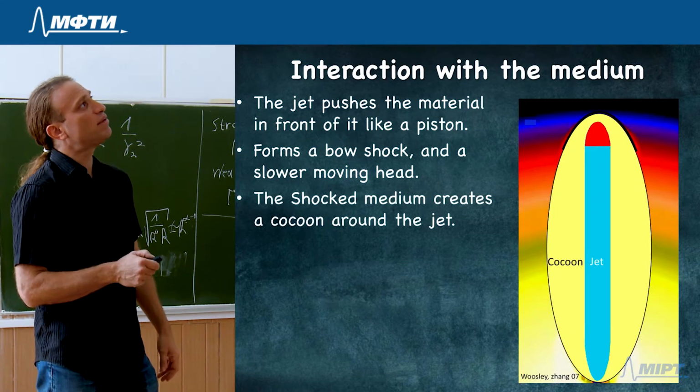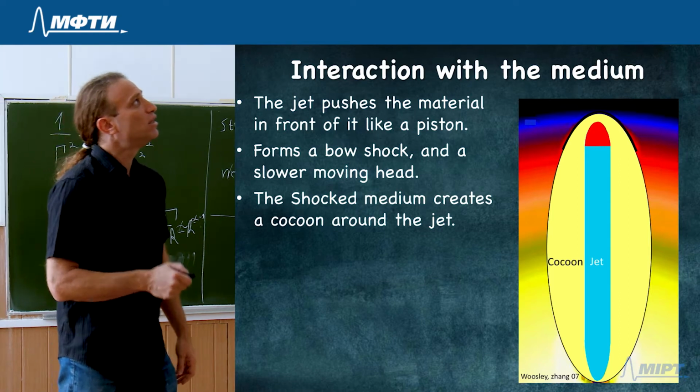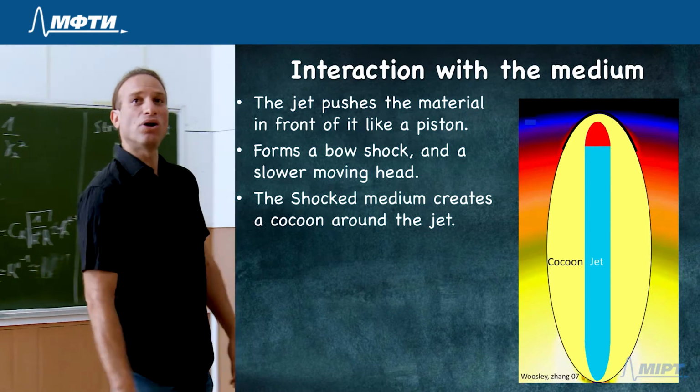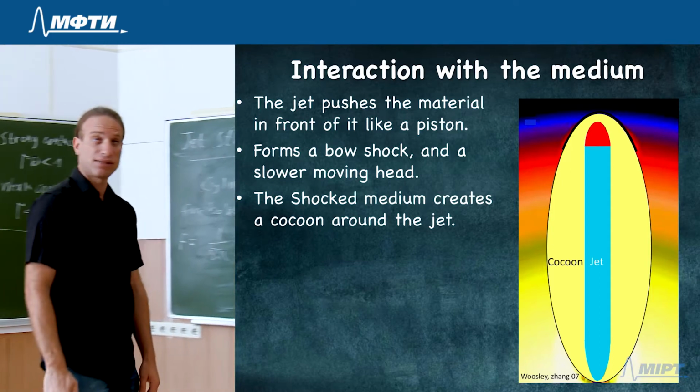The medium, the material that is crossing the bow shock from here and that is entering the head from below, is spilling sideways, producing a hot bubble, which is called the cocoon. This is hot gas. This is pressurized gas.